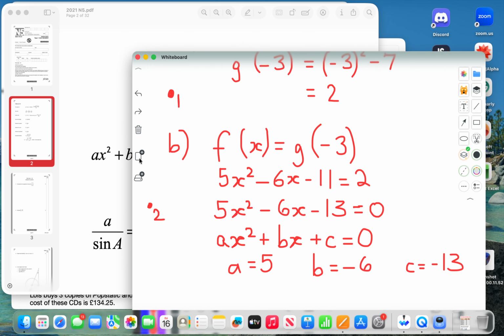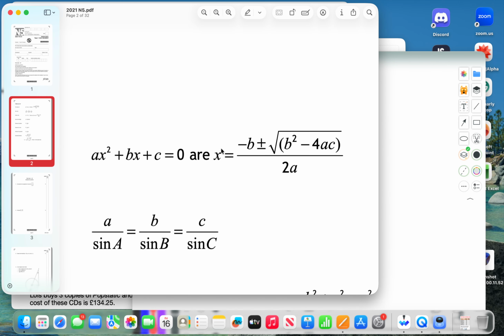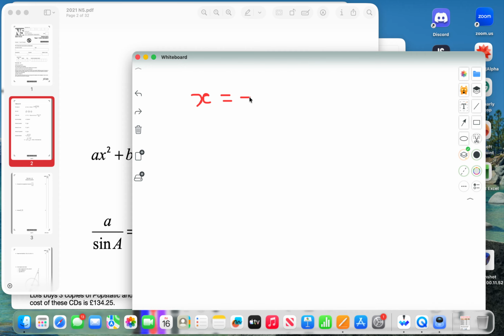I'm going to go on to a new page. I'm going to copy down the equation. You have to be really careful that you copy this down exactly as it appears on the sheet. You don't want to second guess it because it's easy to forget it or make a mistake. Even when I was doing Higher, I still would have gotten this wrong if I didn't have the sheet.